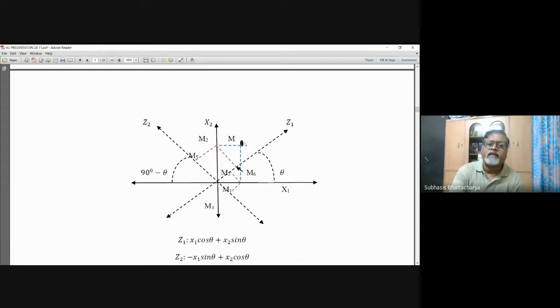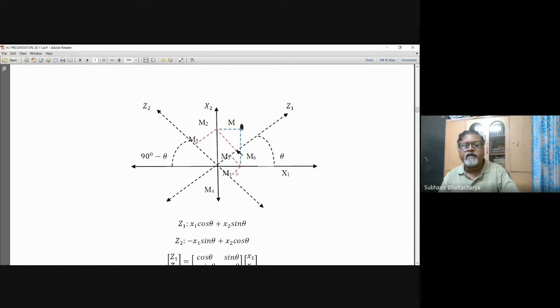From this point, I draw two perpendiculars, one over z2 and one over z1. And from here, similarly, I draw two perpendiculars, one on z1 and another on z2. And I get the points like M4 and M3, and here you get the points like M5 and M6. So considering these points, we have to express M, which was earlier expressed in terms of x1, x2. Now when I transform it in terms of z1, z2, they are expressed this way.